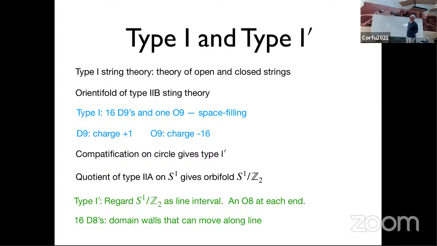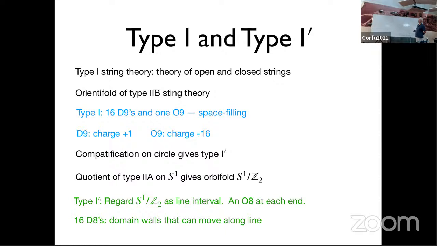So, just a quick reminder, the type I string theory is the theory of open and closed strings, which arises from an orientifold of 2B string theory. And it has 16 D9 branes, which give the Chan-Paton factors to the open strings, and one O9 orientifold plane, both of which fill the whole of 10-dimensional space. And the D9 branes have charge plus one, and these are cancelled by the orientifold charge. So each of these D9 branes also has a mirror image, and so some people would say 32, but I'm not counting the mirror images in this counting.